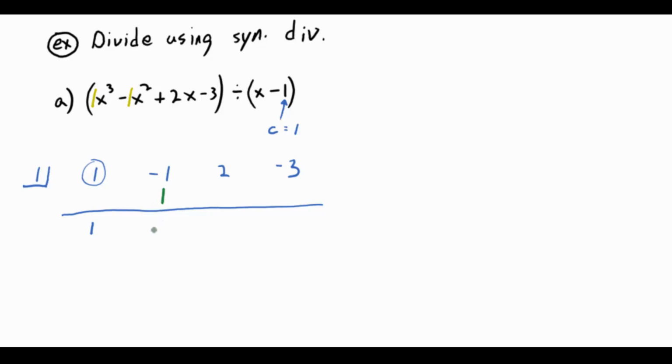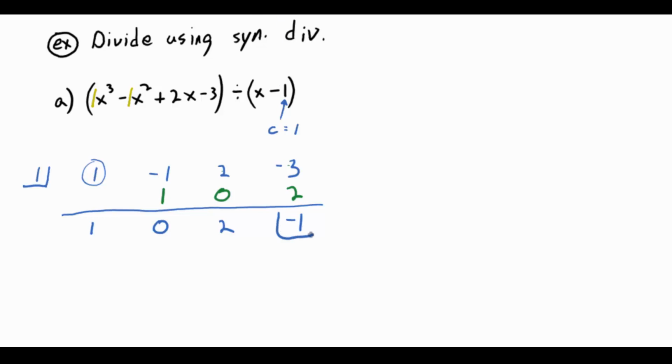So what do you get? 0. And then guess what? You start the process all over again. You take the c up in the corner, which is 1, times the 0 that you got. What's 1 times 0? 0. Then you add the 2 and the 0 together. 2. Then start the process all over again. What's 1 times 2? 2. And then -3 plus 2? -1. And that's your remainder, folks.